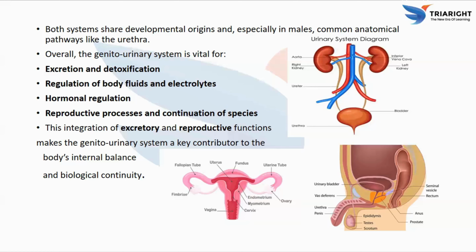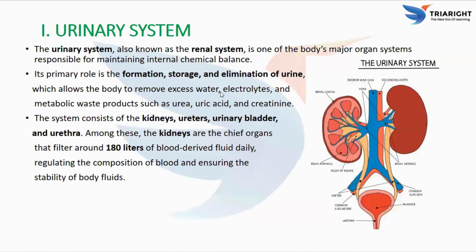So now let's discuss each and every system briefly. The first system is the urinary system. So what is the urinary system? It is also called the renal system. It helps to maintain the body's internal chemical balance. It does this by removing waste, controlling water levels, and keeping the right amount of salts and also chemicals in the body. So think of it as the body's cleaning and balancing system.